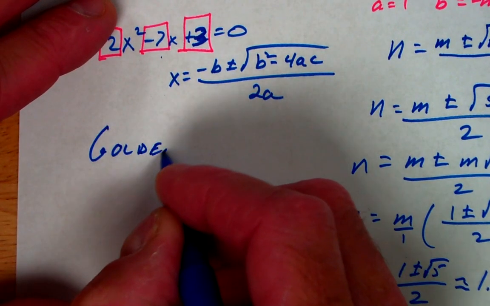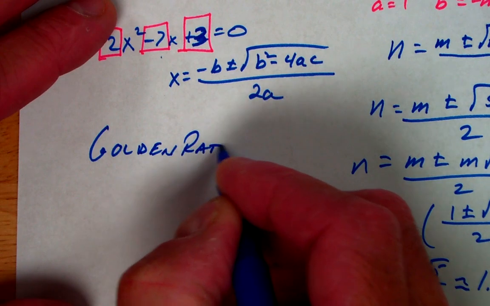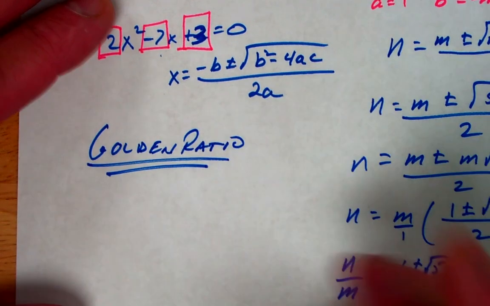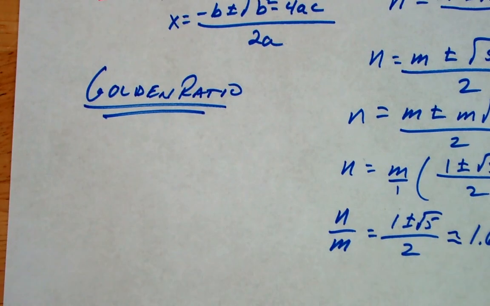It's called the golden ratio. The golden ratio has been around for a long time. It's been around for a super long time. One of the most common uses of the golden ratio, or observations of the golden ratio, is in the drawing of rectangles that are pleasing to the eye.